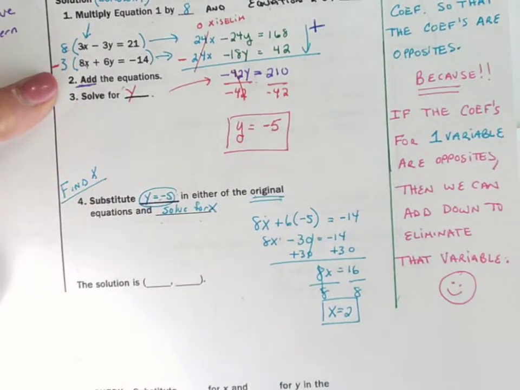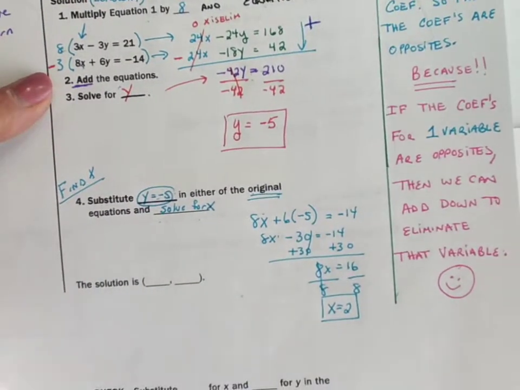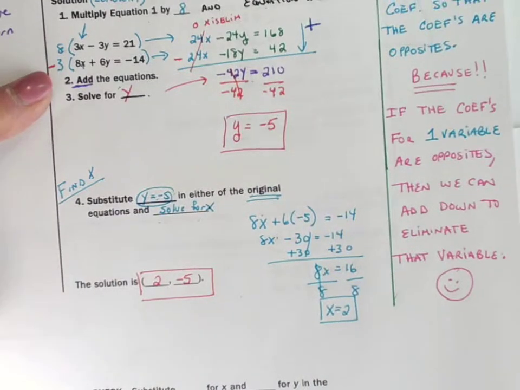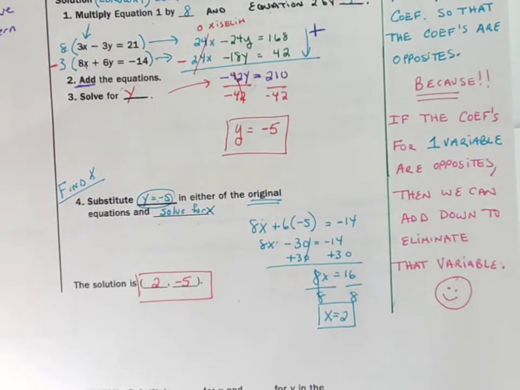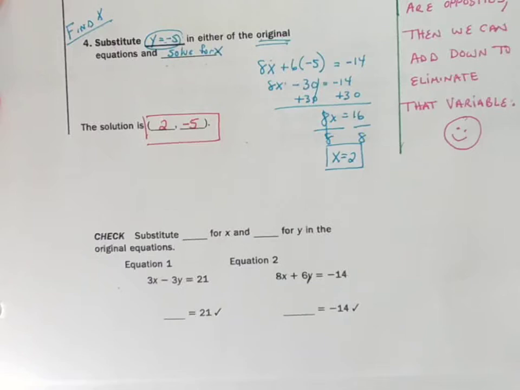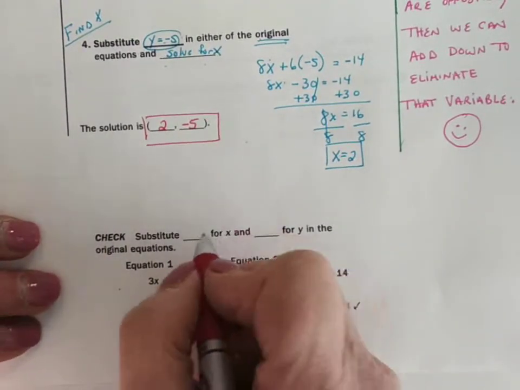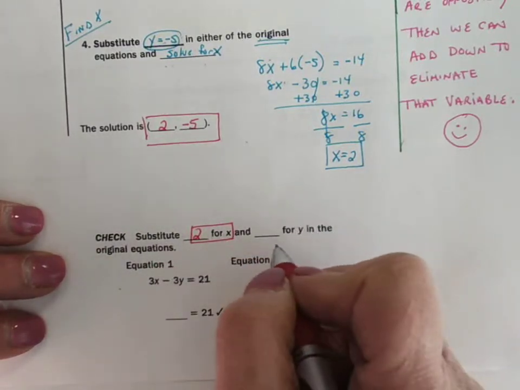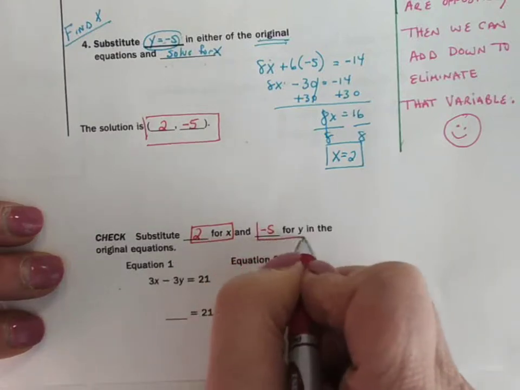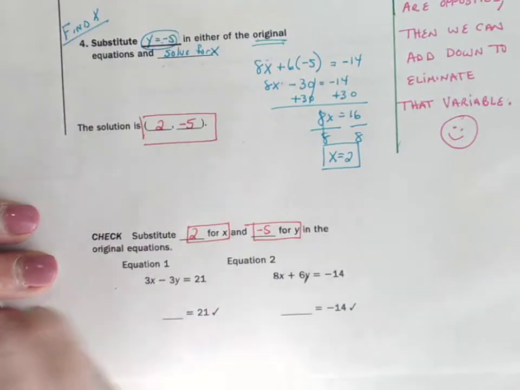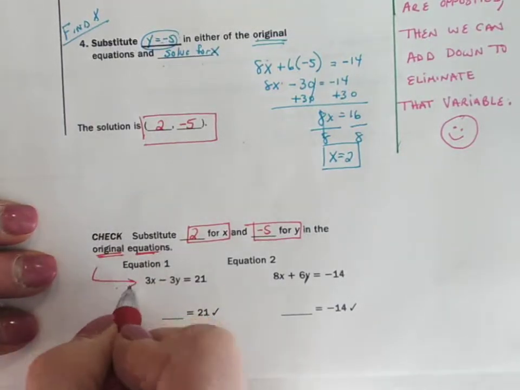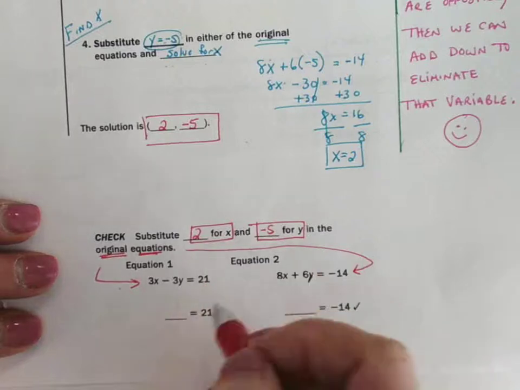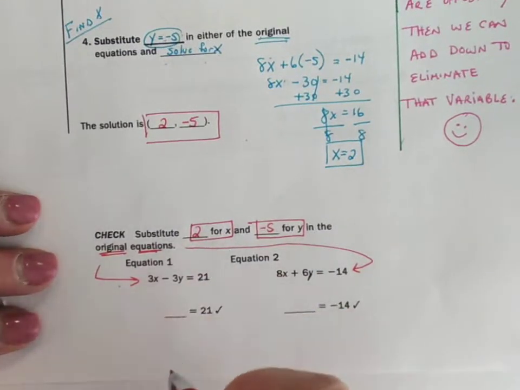All right, so you got x is equal to 2. As an ordered pair, the solution would be 2, comma, negative 5. Now, don't forget to check. We're going to substitute 2 for x and negative 5 for y into the original equations, where they have them written right here for you. You do the substitution and see if we made any mistakes.